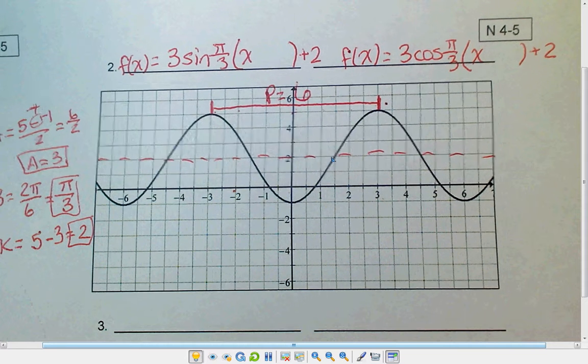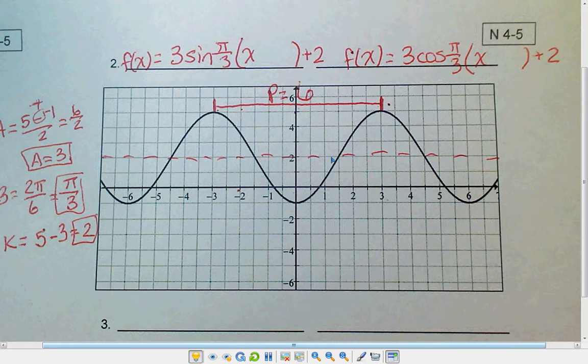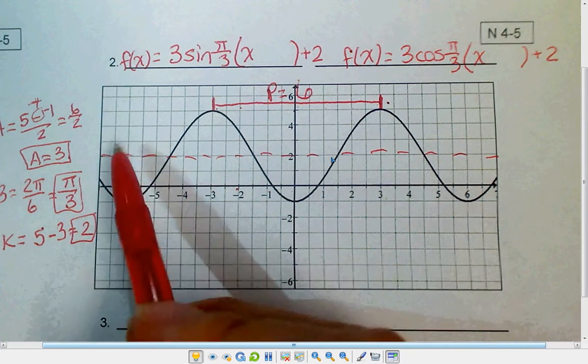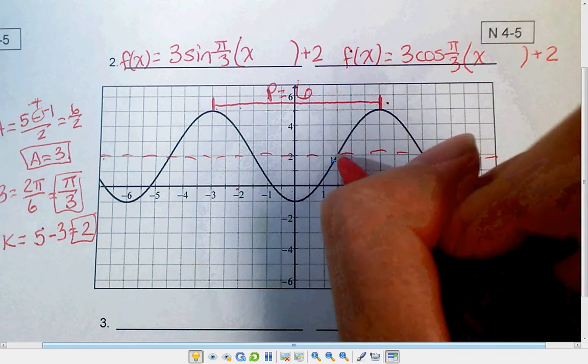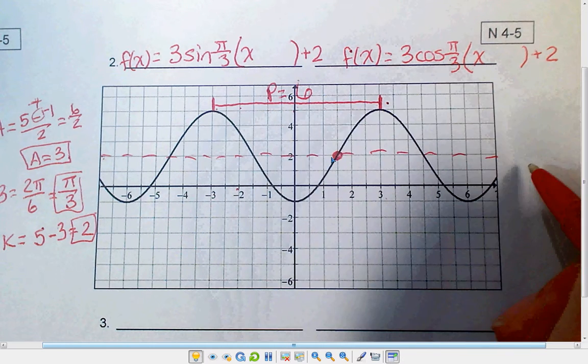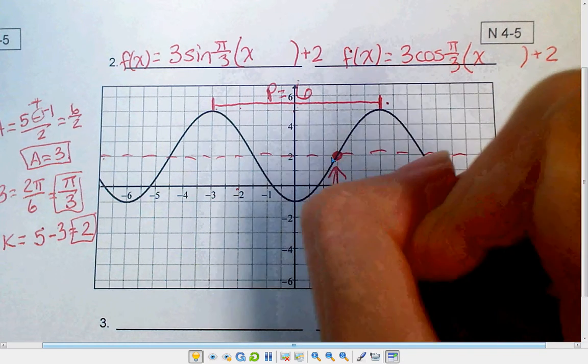And now we're going to use this to find our sine and our cosine. So sine, you know, starts at the line. So it should start at the line. And if we want it to be positive, I'm going to choose this one. So it goes up first and then down. So here's my sine value.